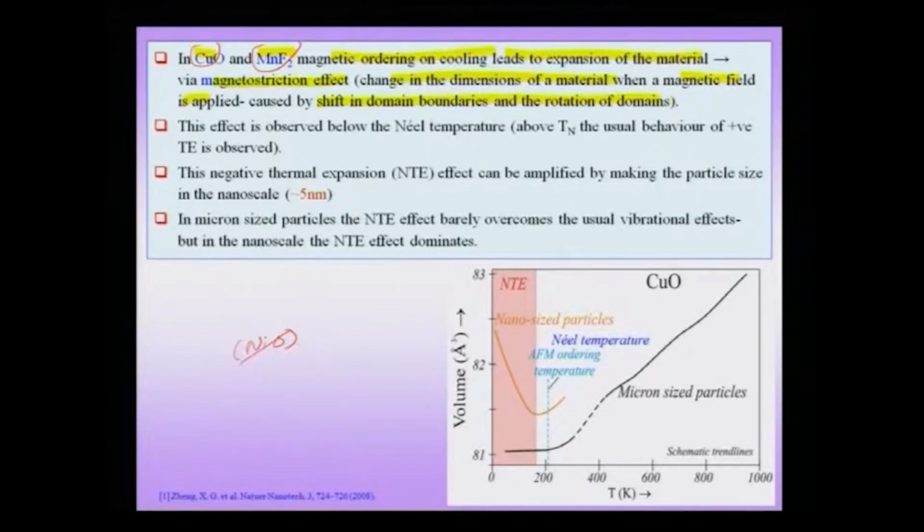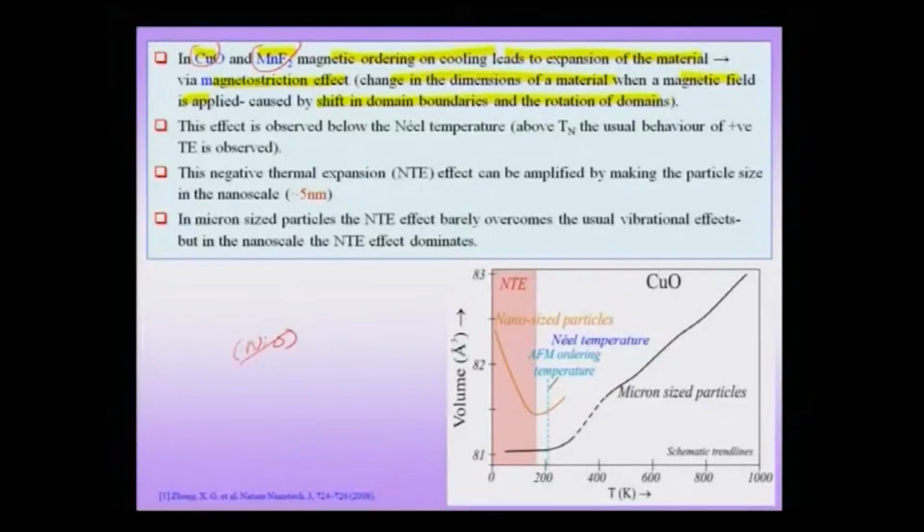So, there is a shift in domain boundary, there is a rotation of domains, and this leads to a change in dimensions of the crystal when you apply a magnetic field. This effect is called magnetostriction, and as I pointed out, it gives rise to the familiar hum in a transformer when you apply an AC signal. The important thing to note is that in materials like CuO and MnF2, there are two important criteria under which you see this negative thermal expansion effect. One is that the temperature has to be below the Néel temperature, which, as you know, is the antiferromagnetic ordering temperature.